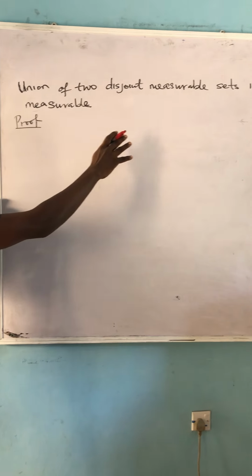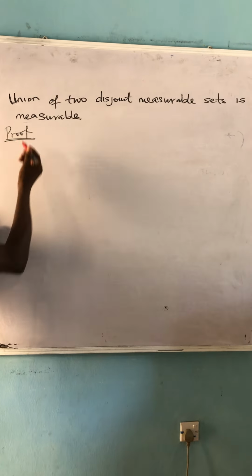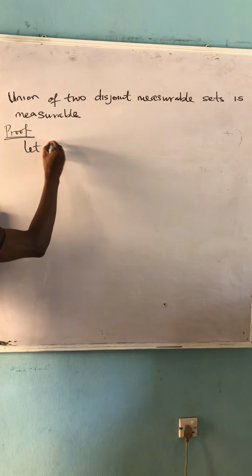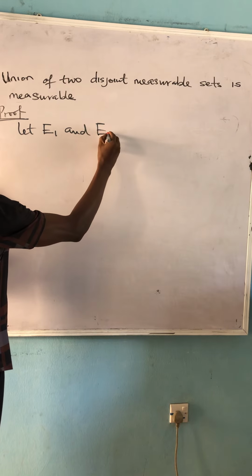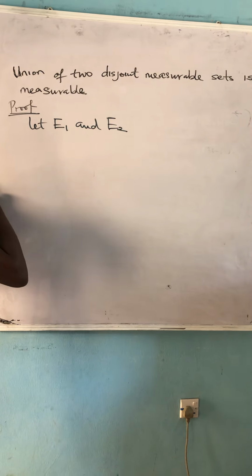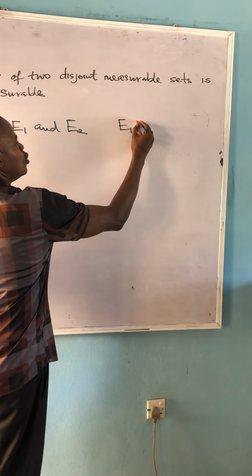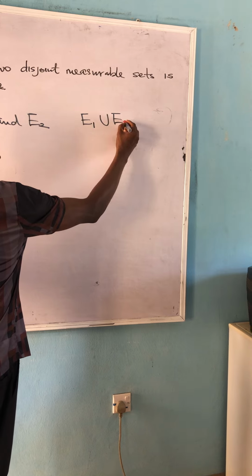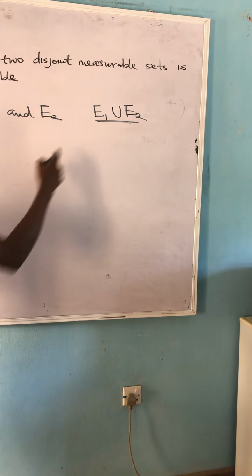The union of two disjoint measurable sets is measurable. The proof. Let E1 and E2 be two disjoint measurable sets. Now we want to show that E1 union E2 is also measurable.